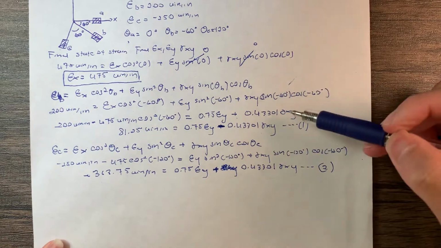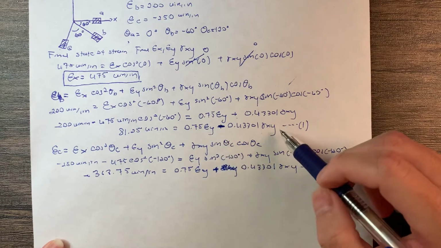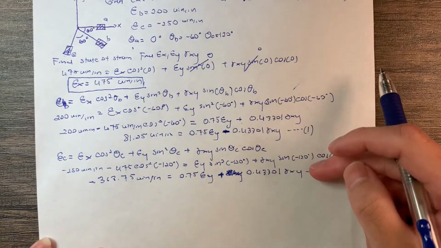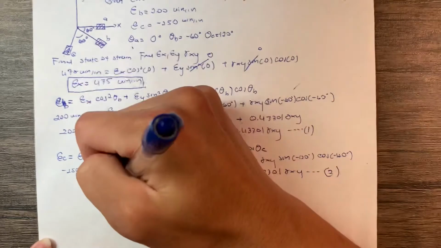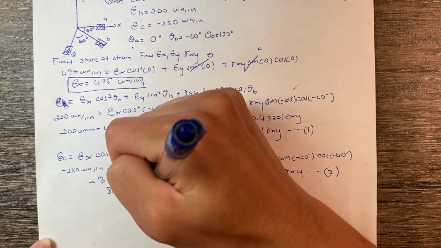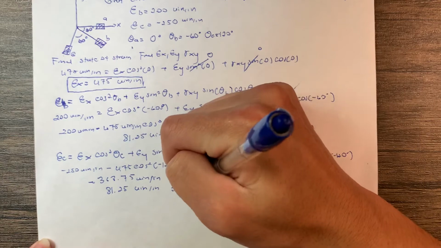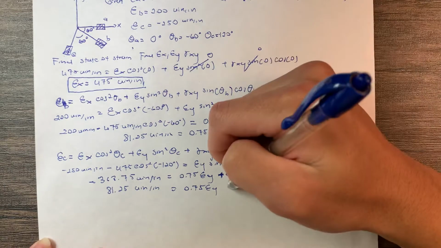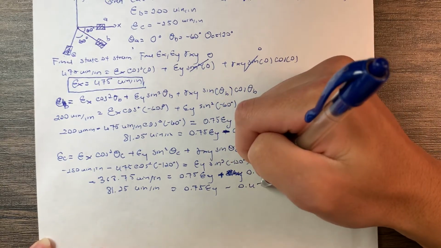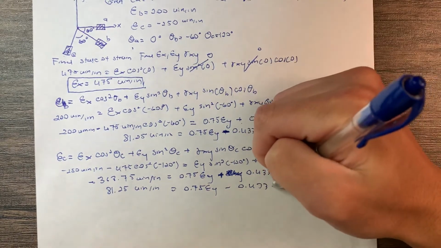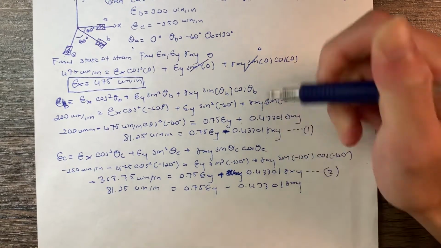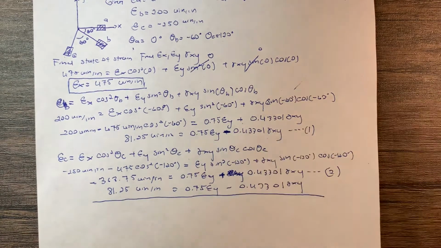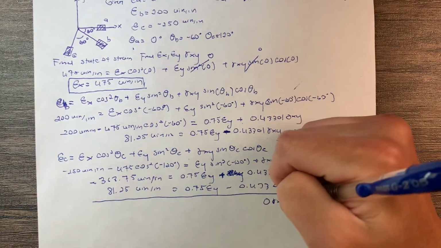So right now we have two unknowns, epsilon y and gamma xy, but we have two equations for that. So we can just add the equations together, and so we'll have 81.25 micro inch per inch equal to 0.75 epsilon y minus 0.43301 gamma xy. So this obviously goes to 0 because it's just the opposite of each other. So we have 0 gamma xy.